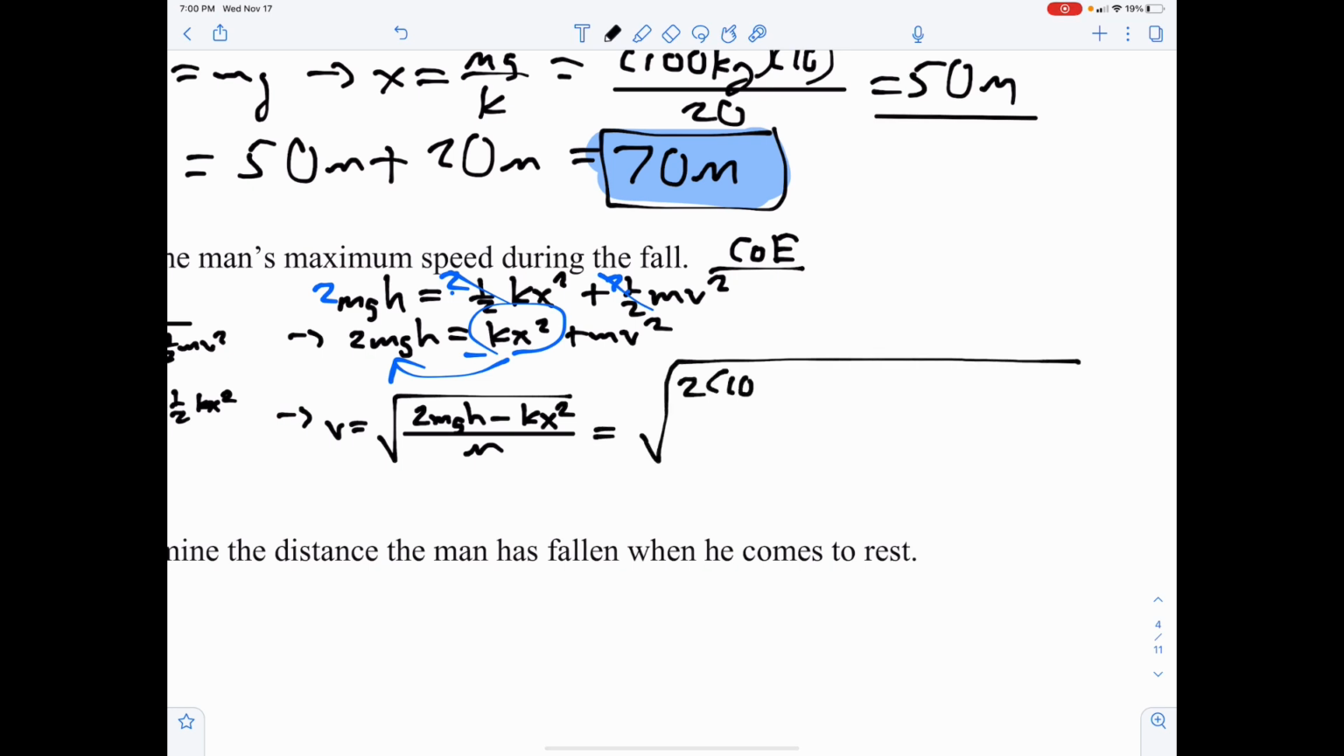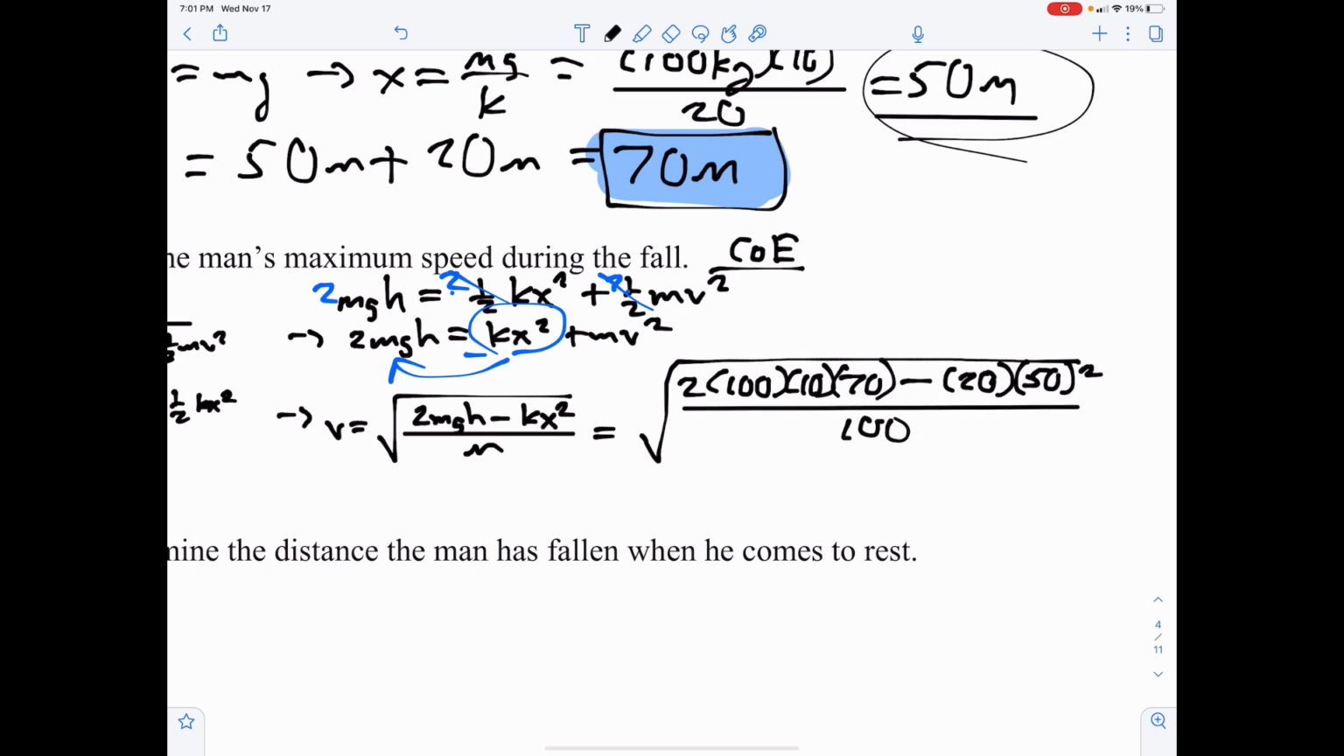So 2 times 100 times 10 times 70, because that's how far we've fallen before the speed is maximized, minus k, which is 20, times the fact that the spring stretched 50 meters, and I have to square that, over the mass of 100. Take a second to plug that in your calculator. If you do that correctly, you should get in the neighborhood of about 30 meters per second.